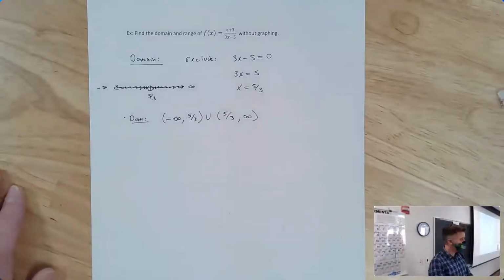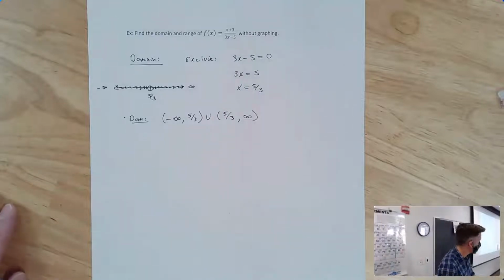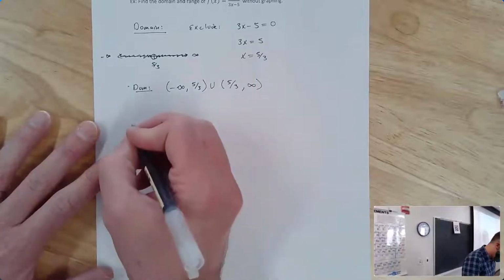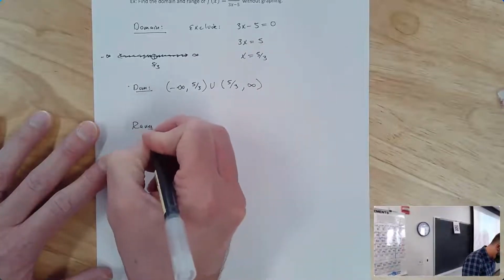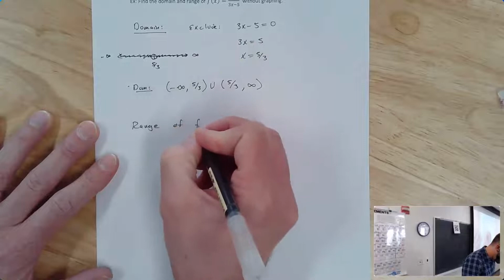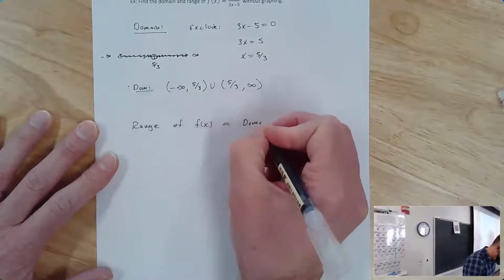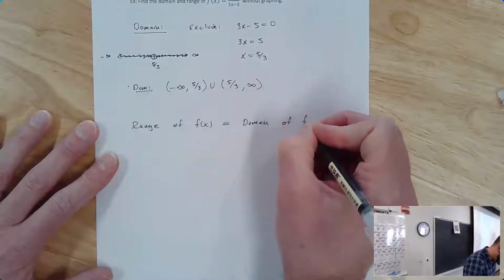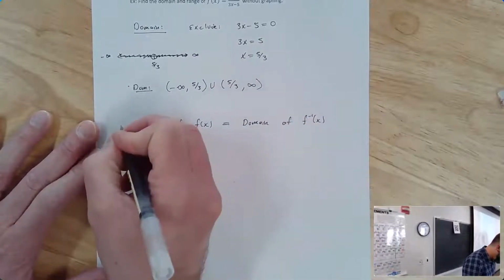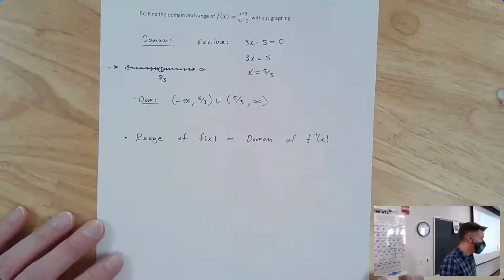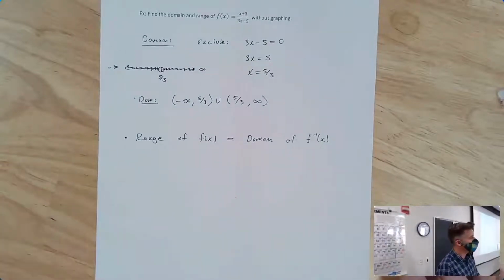There's our domain. Let's talk about the range. So the range of this function is going to equal the domain of the inverse function. And I'm going to say a thing that's not always true, but it is true in this particular example.